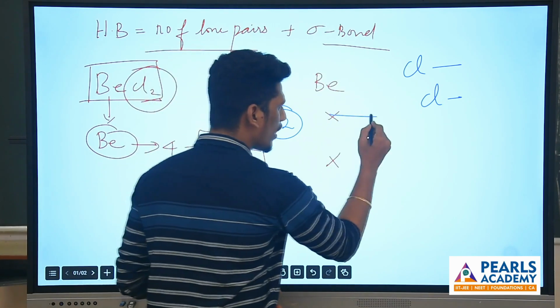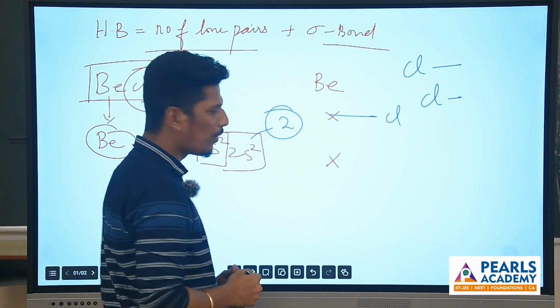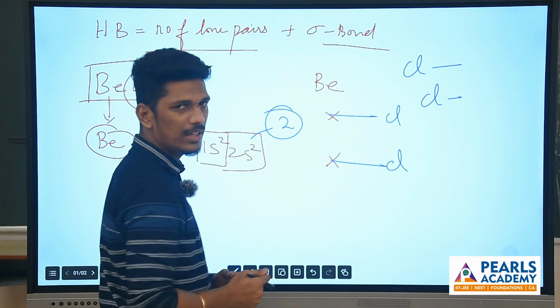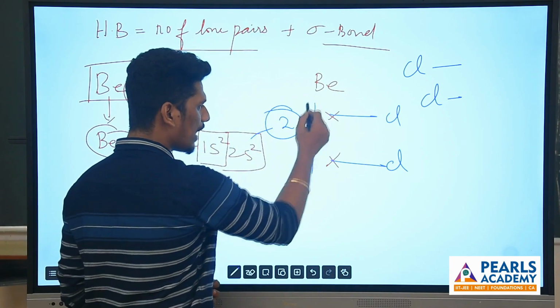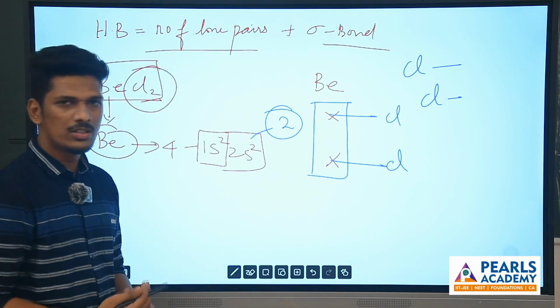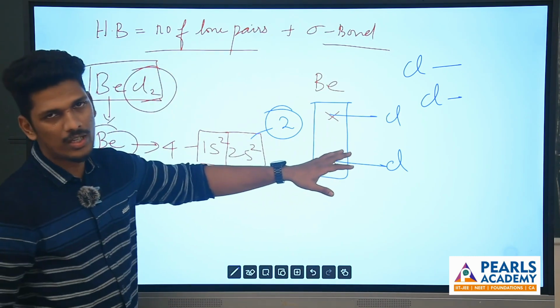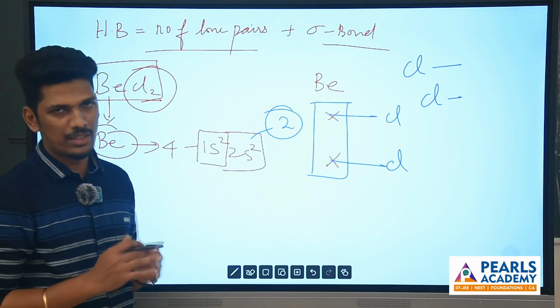So chlorine is taking one of its electrons and making a bond, and another chlorine is coming and taking another electron from the beryllium. Initially we have 2 electrons in its outermost shell, and those 2 electrons were taken by chlorine. So the bonding has all happened.